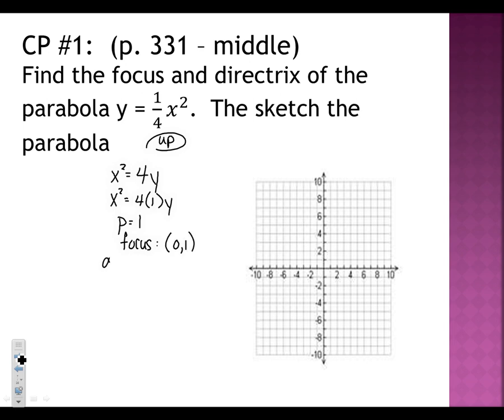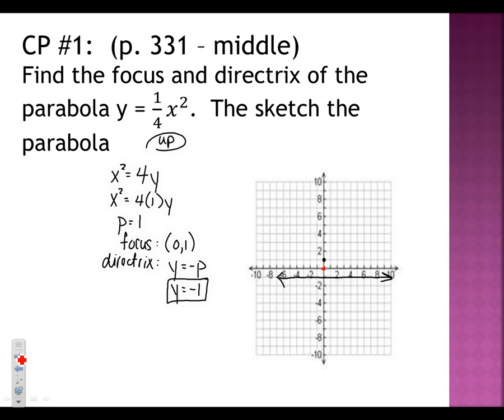Our directrix, so that line, is going to be y equals negative p, which then turns into y equals negative 1. Now, let's go ahead and plot our focus point, (0, 1), and draw in or sketch in our directrix line, which is y equals negative 1. Remember that the vertex of our parabola is directly in between the focus and that directrix line. So if I didn't know it already, which actually I did looking at my first equation, I know that my vertex is in between them at (0, 0).